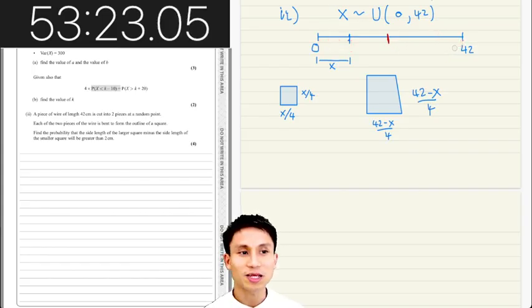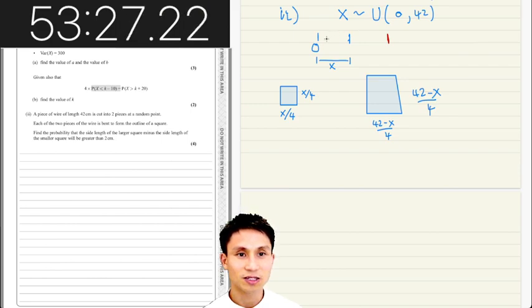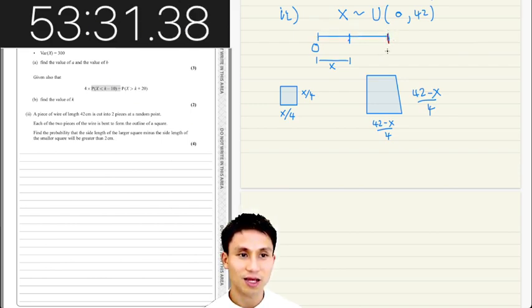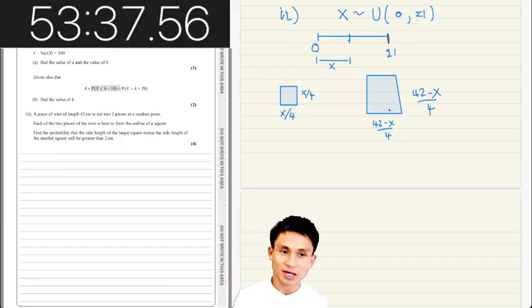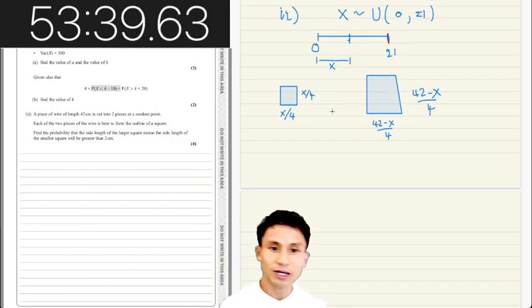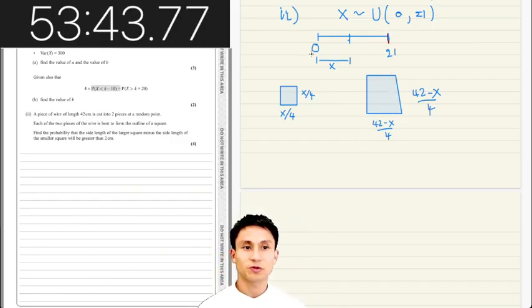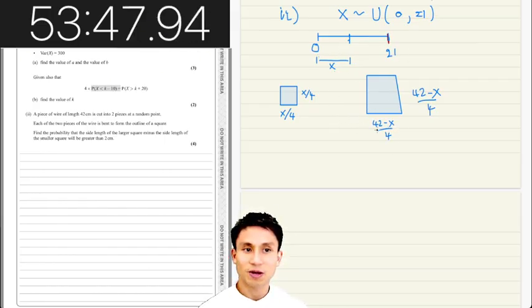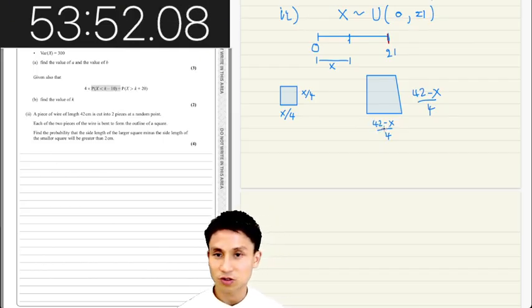So it's probably easier to change this whole thing to just a half, because we only care about the point we cut, and this is 21. So I could change that to 21, yeah? That's just where we cut. But x here is still the same. We care about half of it, and that makes the other part greater. We still take 42 because the total length is 42.